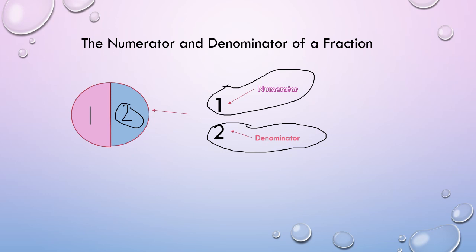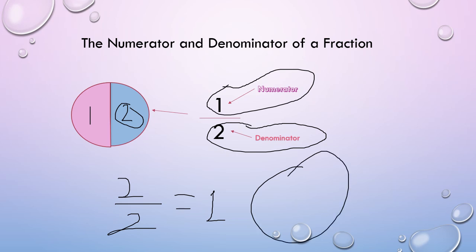In this case, we have only selected 1. But if we select 2 of the 2 parts, we've selected all of the parts that are there. So it equals 1 whole. So one example of this is if we had a whole pizza and we divided it into 2 parts, and we ate all of the 2 parts, then we would have nothing left, and so we ate the whole pizza.